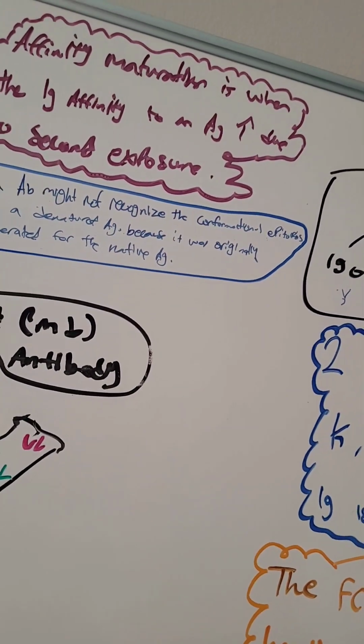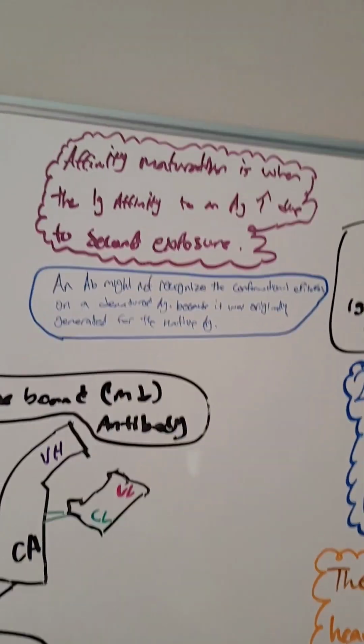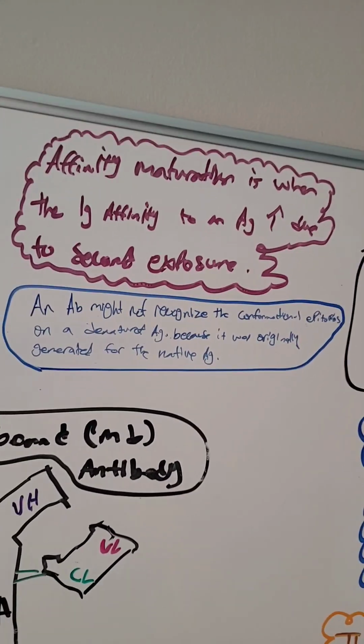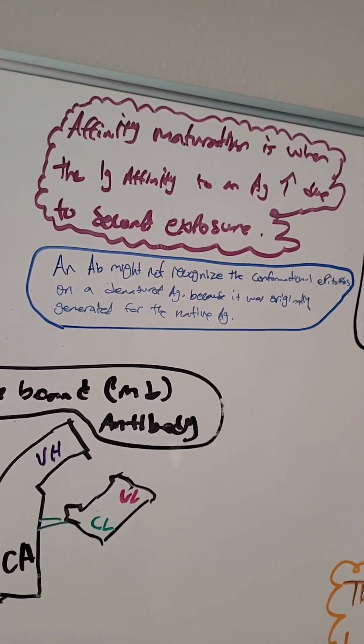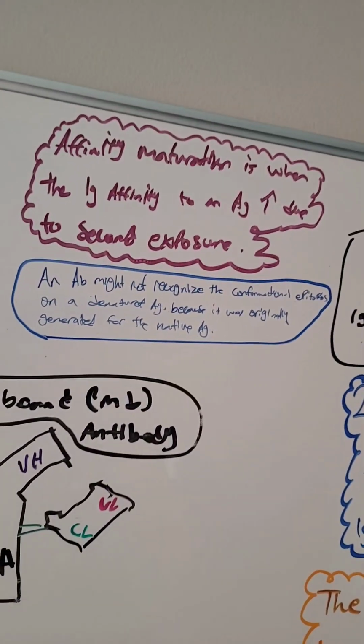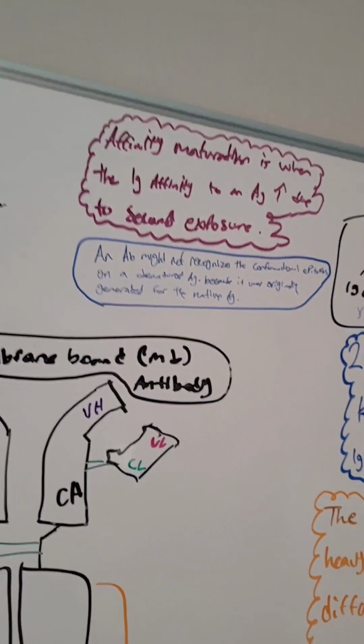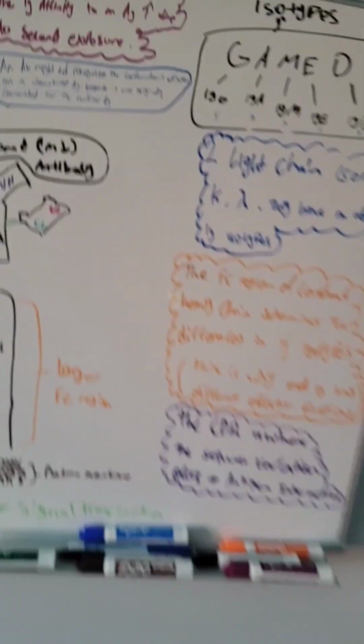All right. Last thing I want you to know is affinity maturation. Affinity maturation basically is when the immunoglobulin's affinity to bind to an antigen increases because of a second exposure to that antigen or that pathogen. And that basically completes everything.